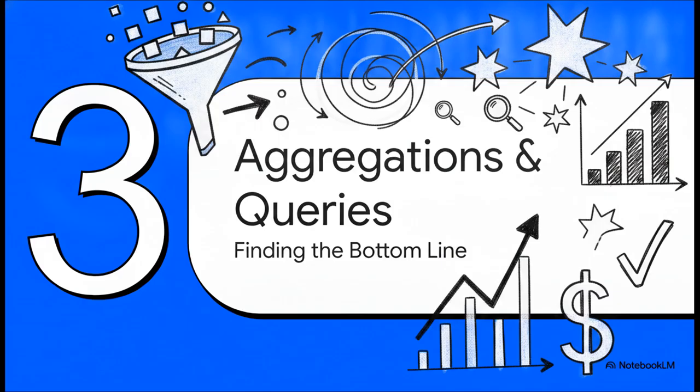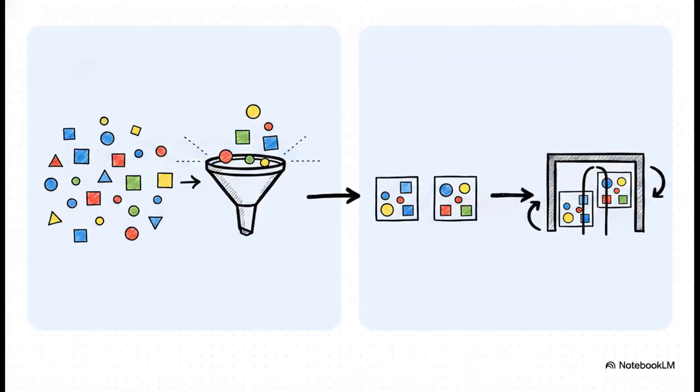Next up is Section 3, Aggregations and Advanced Queries, Finding the Bottom Line. Okay, this is one of the biggest gotchas in all of SQL, filter timing. Both of these commands filter data, obviously, but the where clause filters individual rows before any grouping happens. The having clause, that filters the groups after they've been aggregated. So if you want categories with more than 5 products, you group them, you count them, and then you use having. Seriously, never mix these up.